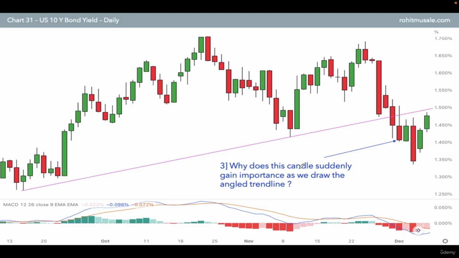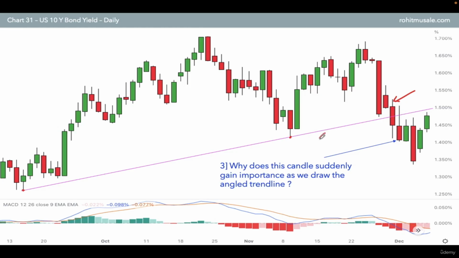Number 3, why does this candle suddenly gain importance as we draw the angled trend line? So I have drawn this angled trend line by joining these 2 points, this low and this low. And this black candle finally breaks that trend line. And this red candle confirms that break. So we would expect that this was a false breakout and the next candle would close above the trend line. But that doesn't happen. In fact, this candle is testing that.